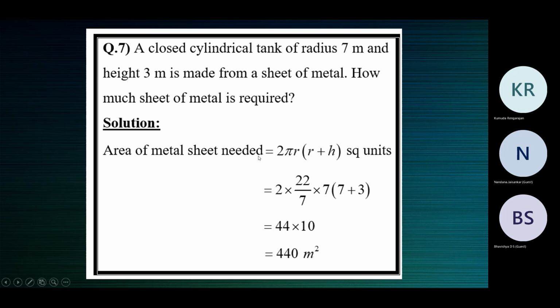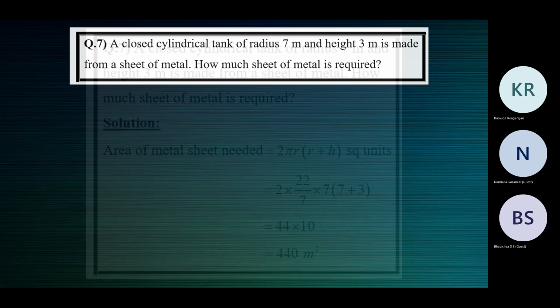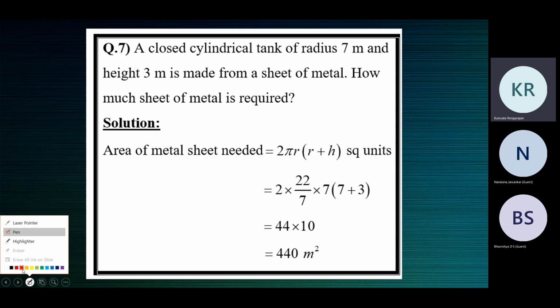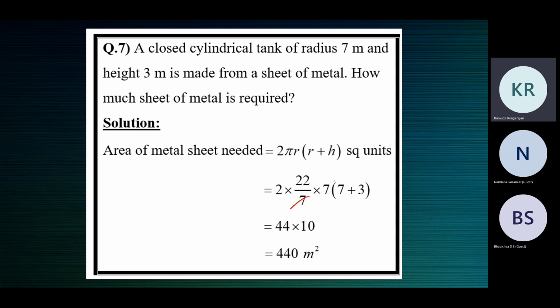Yeah, children. Please write down. Completed. So the area of metal sheet needed is equal to the total surface area, 2πr(r + h) square units. Substitute the values and calculate. After substituting, 7 and 7 get cancelled. 2 into 22 is 44. 7 plus 3 is 10. 44 into 10 is 440 meters square. Right, children?